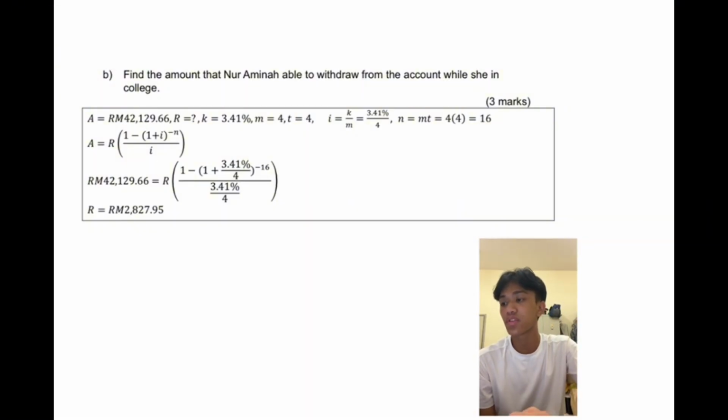So we just substitute the value into the formula. So RM 42,129.66 equal to R in bracket 1 minus 1 plus 3.41% over 4 power of negative 16, over 3.41% over 4. So we're going to get R will become 2,827.95.